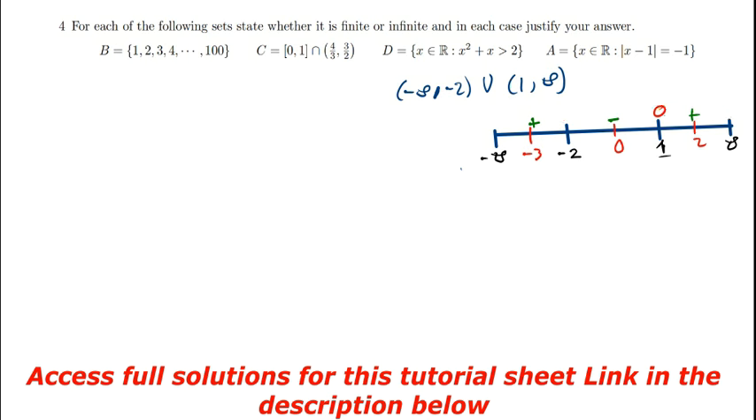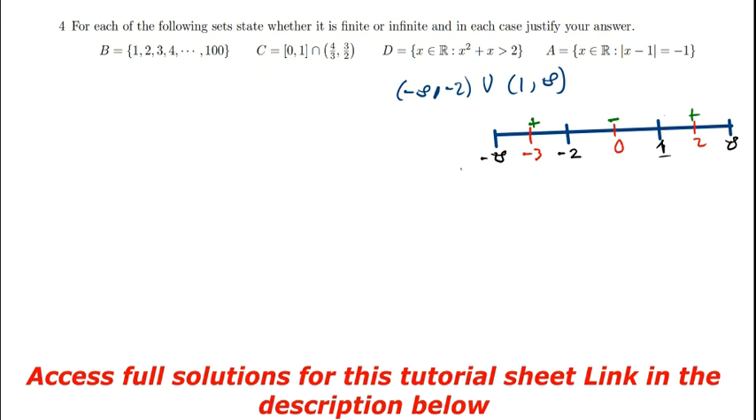It does not come to an end because it can be any number except these numbers here between negative 2 and 1. So this set is also infinite. We found that this one was finite, this one was also finite, and then for the first time, D is infinite.